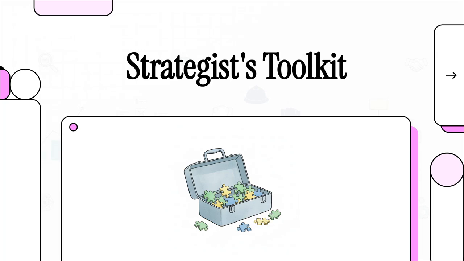Welcome to this explainer. You know, the average adult makes something like 35,000 remotely conscious decisions every single day. Crazy, right? Well, if you're a focused learner looking to sharpen your professional edge, you are absolutely in the right place.